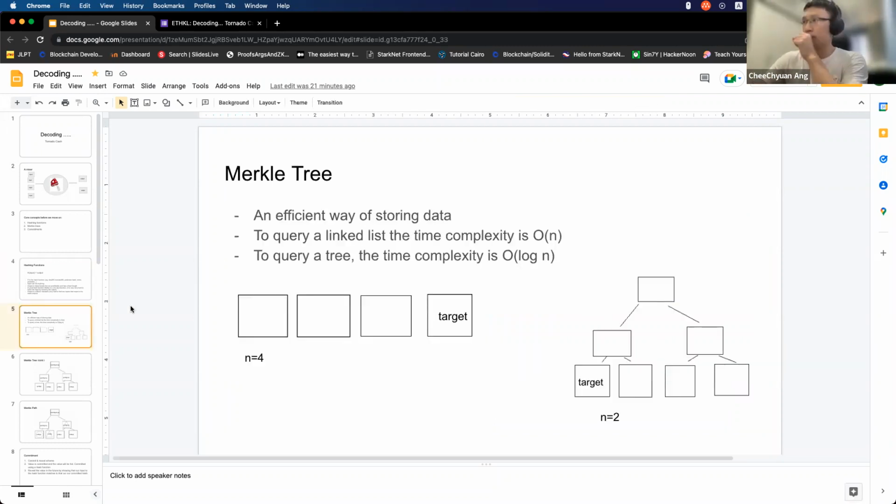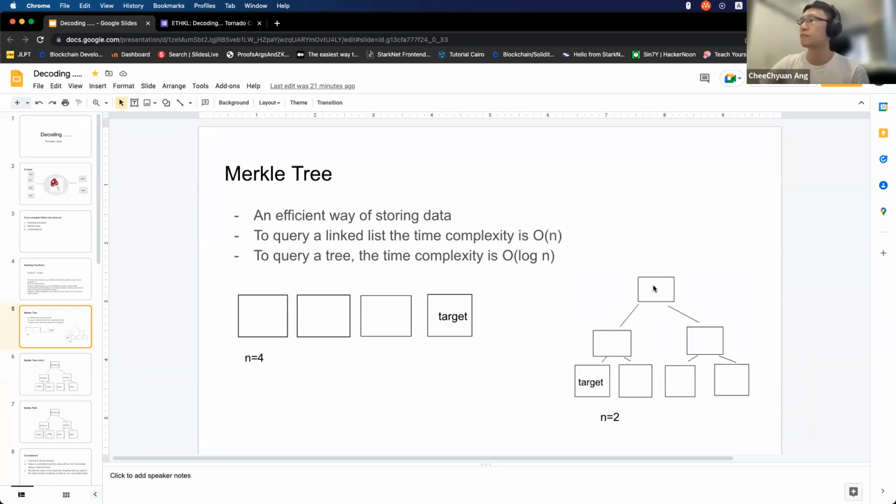So the next thing that we'll be talking about is the Merkle tree. Merkle trees are basically an efficient way of storing data. Over here I have two illustrations. One is a simple 4-block linked list, and one is a tree structure. Let's say when we try to query the data, our target happens to be at the end of the 4th block. In a linked list, we will need to iterate through the 4 blocks, this one, this one, this one, this one, and in terms of time complexity, this is known as linear time complexity, O of n.